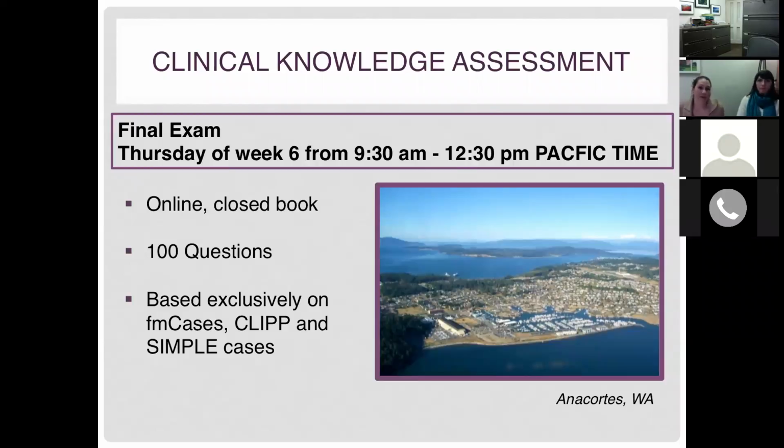It's online, it's closed book. Someone should be watching you or hanging out nearby. It's 100 questions. 10 questions are test questions and are not scored. They're basically meant to help with future exams. So 90 questions are actually scored, but they're mixed in, so there's no way to tell which are those extra 10 questions. It's based exclusively on the FM, CLIP, and simple cases.